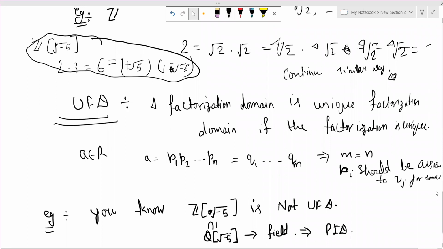So this Z root minus 5 is a subring of this Q root minus 5. So it is a subring, but not a UFD, right? And the ring is UFD. The candidate of R is this one. The candidate of S is this one. So do you agree with me or not? Do you have any doubt?